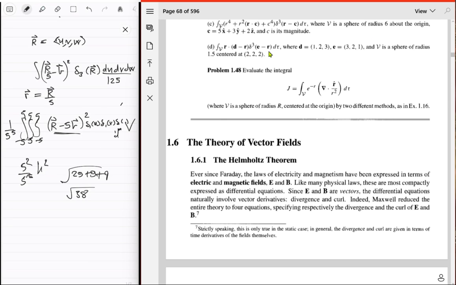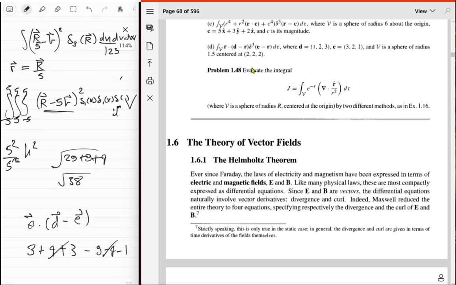Then at R equal to E, we'll just get this thing. We have done that before. This picks out the value at R equal to E. So our value would be E vector dotted with D vector minus E vector, which is E dot D, like 3 plus 4 plus 3, and then minus E squared, which is 9 minus 4 plus 1. Oh, it's negative 4. That's our answer.